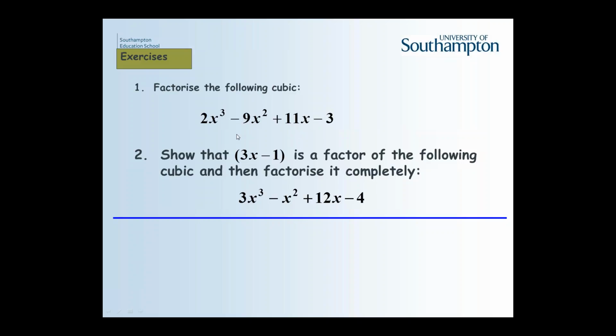Have a go at doing these in whichever way you prefer, or try both ways.